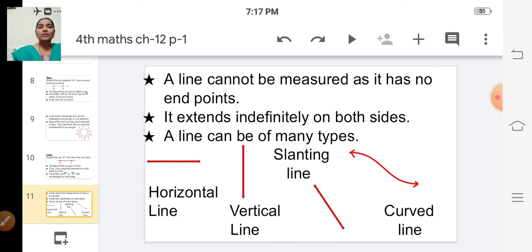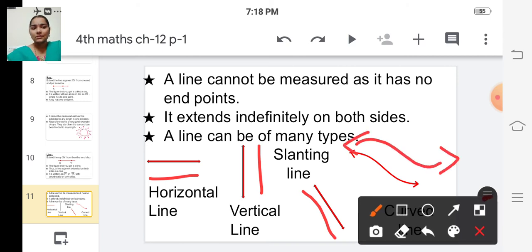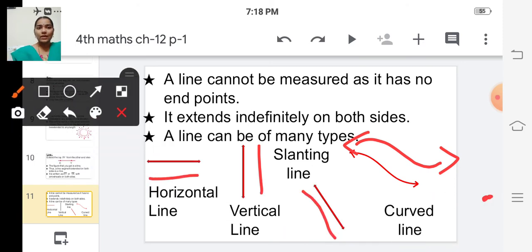The next one: it extends indefinitely on both sides. A line can be of many types: horizontal line, vertical line, slanting line and curved line. And we have to put an arrow mark on both sides. This one is called a curved line.